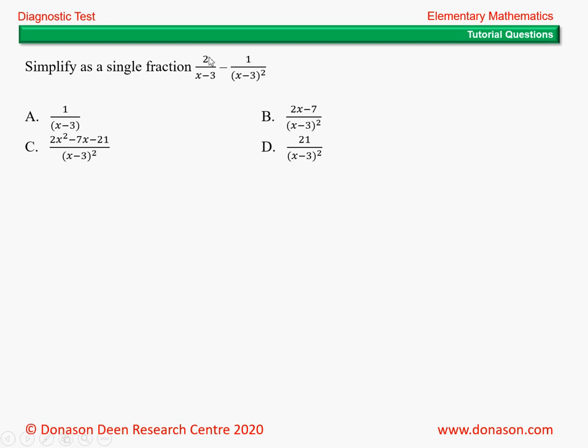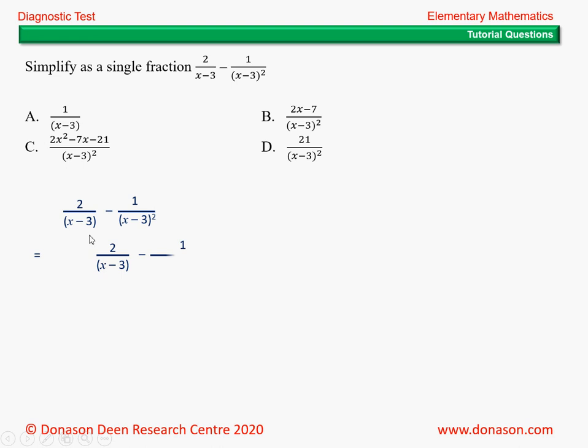Simplify as a single fraction 2 over x minus 3 minus 1 over x minus 3 squared. Okay, so this is power once and this is power twice, right? So x minus 3 times x minus 3 is what it means. So let's look at how we can solve this.